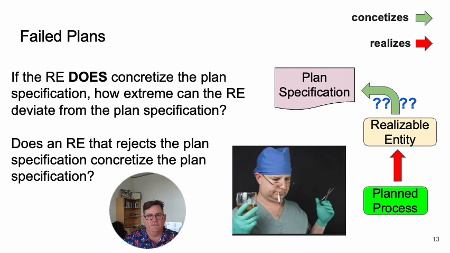Now let's consider the case in which a realizable concretization is somehow flawed. If we hold that the flawed concretization concretizes the plan specification, then how extreme can the intention to carry out a plan specification deviate from the content of the plan specification? If the agent rejects a plan specification, for example, the agent thinks the plan specification is immoral, does the agent's intention to not execute the plan specification count as a concretization?